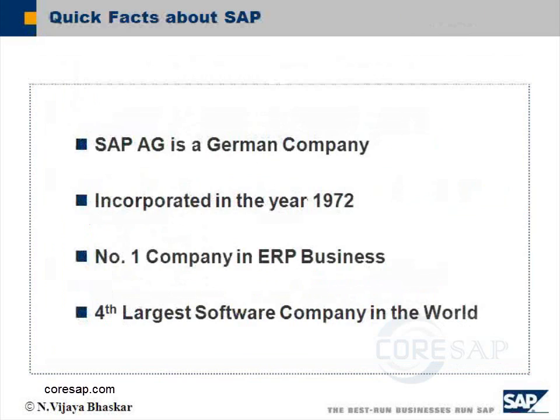And look at these important facts about the company. SAP is a German company incorporated in 1972, right? Even today it is the number one company in the ERP segment, whereas as a software company it is the 4th largest software company in the world.